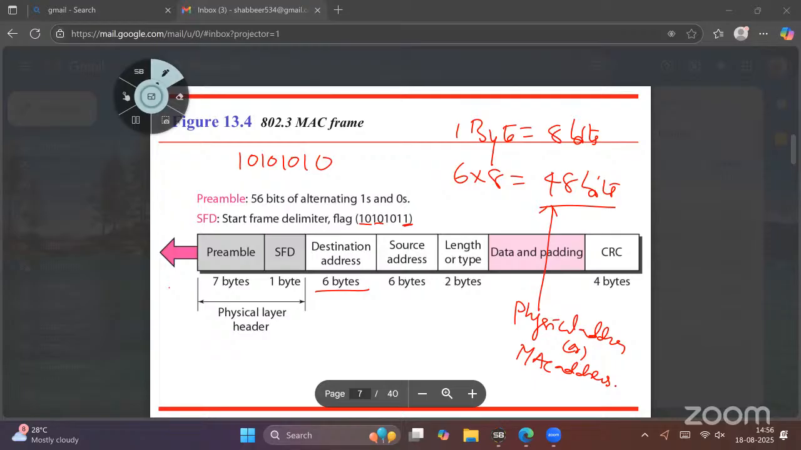MAC address, because in the data link layer there is an address. Which address is that? The physical address. The physical address we call what? MAC address. How many bits? 48. So this is 48 bits.